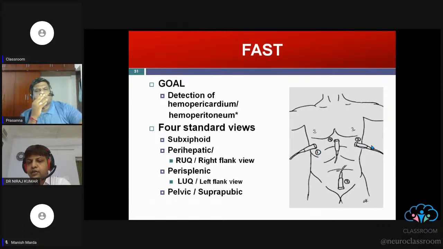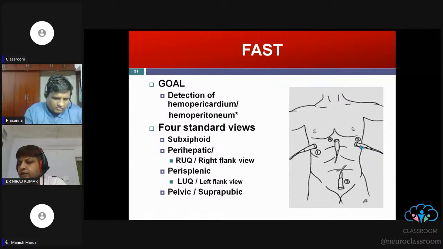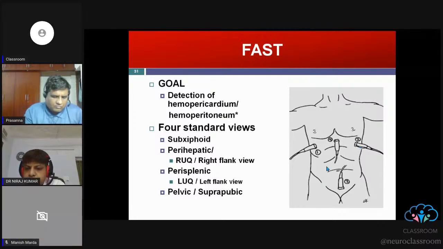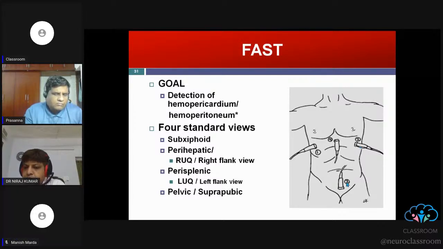And the third is left upper quadrant view, that is also splenorenal space. And the fourth common site for FAST examination is the pelvic view, also called suprapubic view, to find out any accumulation of blood or fluid just behind the bladder.